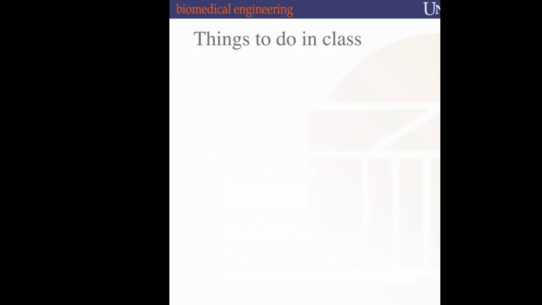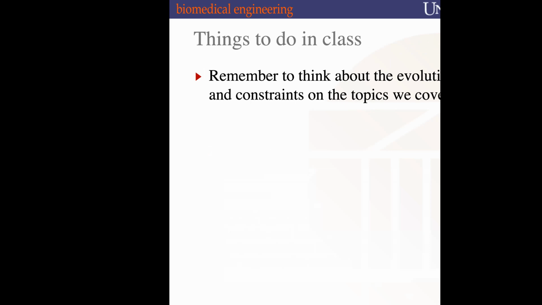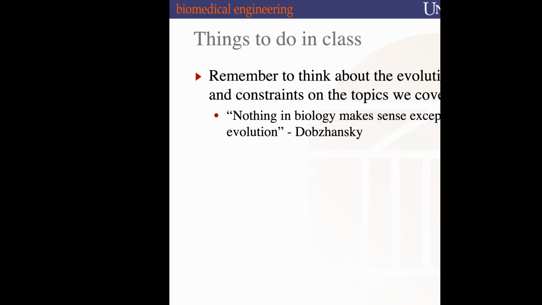So, things to do in this class. One of the things I want you to think about as we go through this material is to remember and reflect on the evolutionary pressures and constraints on the topics we cover. What that means is, why are things this way? What are the pressures and constraints on the system that made translation this way, that made transcription this way? There's a great quote that says, nothing in biology makes sense except in the light of evolution. So as we go through the material in this course, just remember to think about why the system is this way.